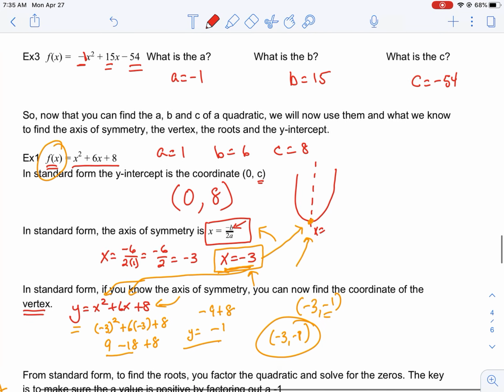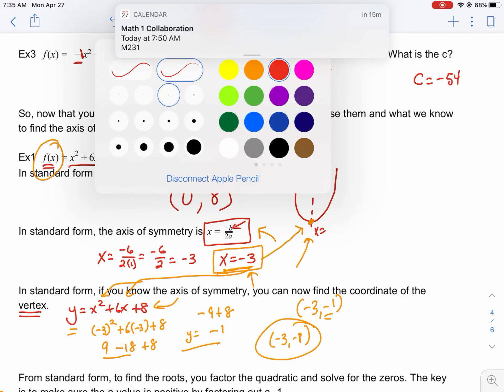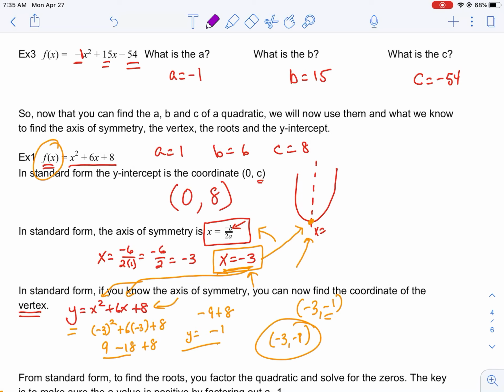I'm going to use a different color now. I'm going to use this color. What I want you to realize is we need to know if this opens up or down. And that's easy. We look at the A term. If the A is positive, it opens up. If the A is negative, it opens down. So this opens up.